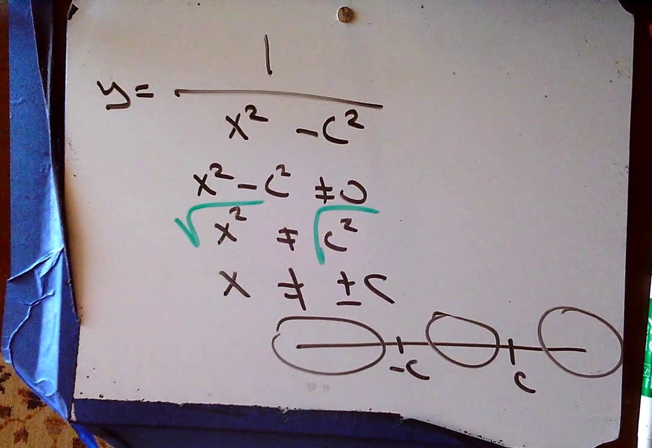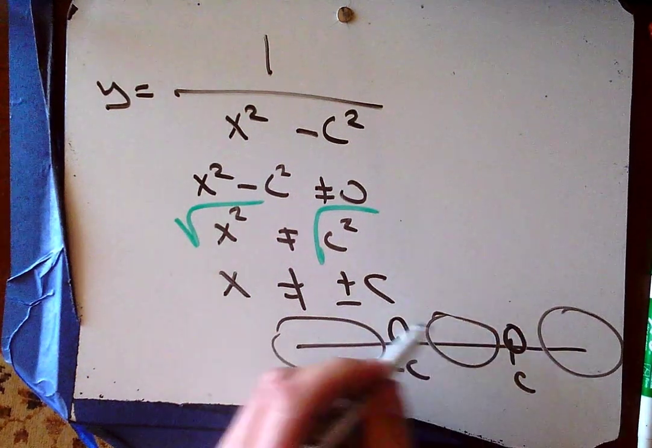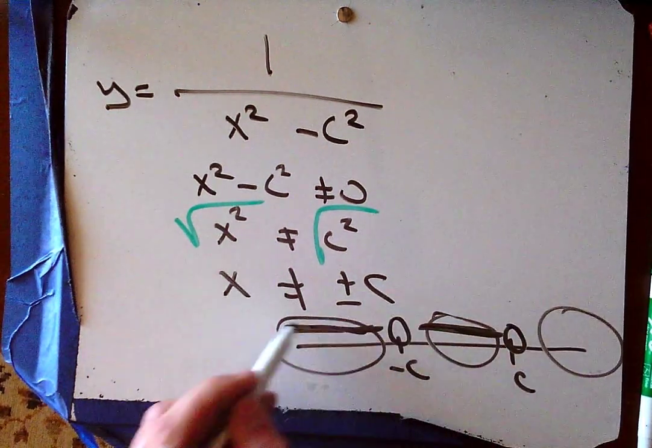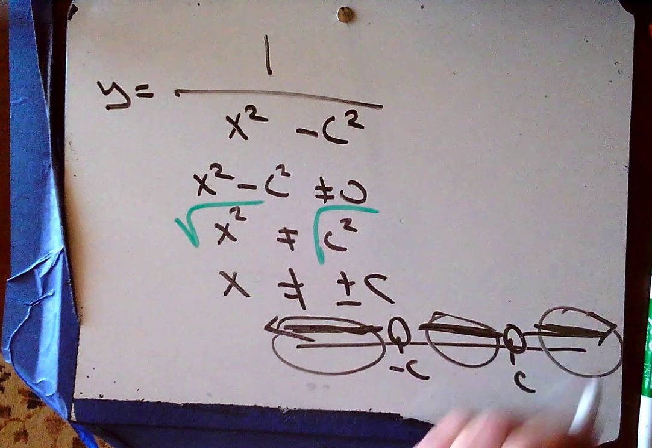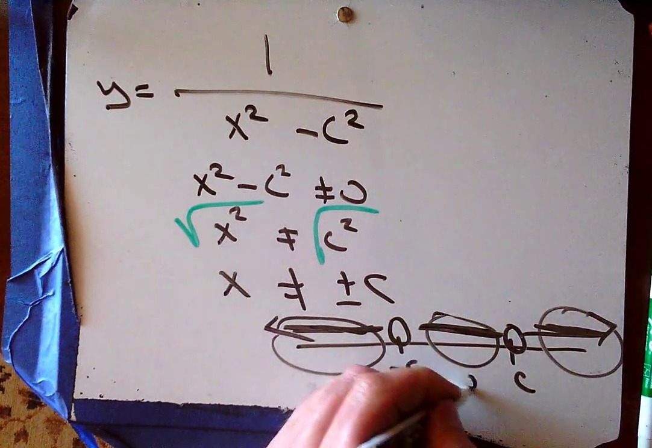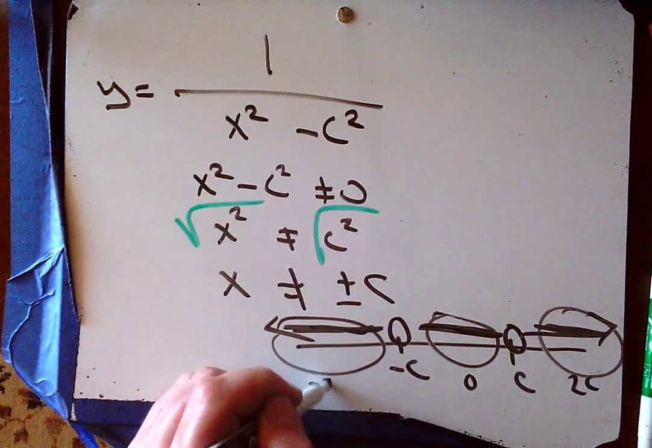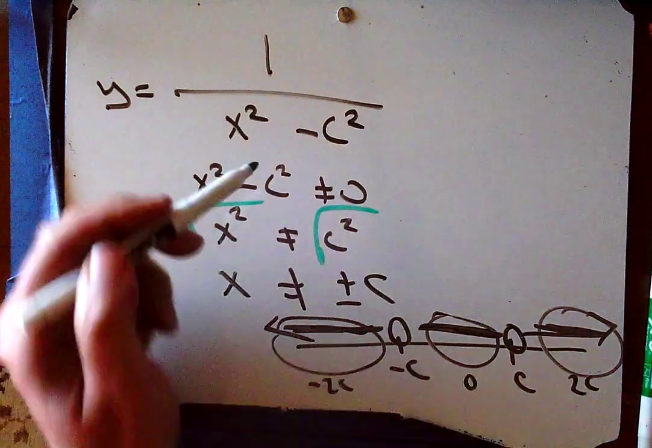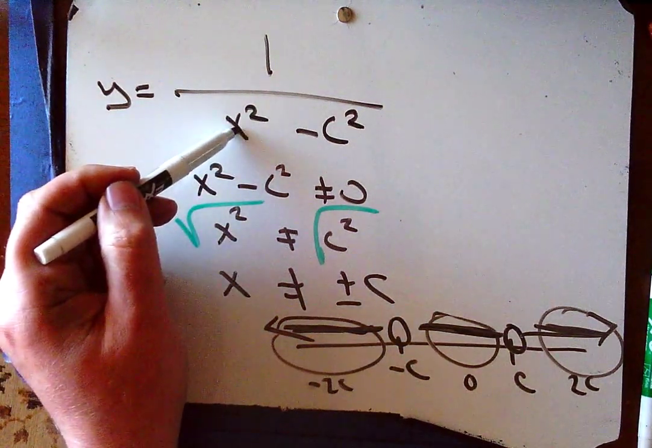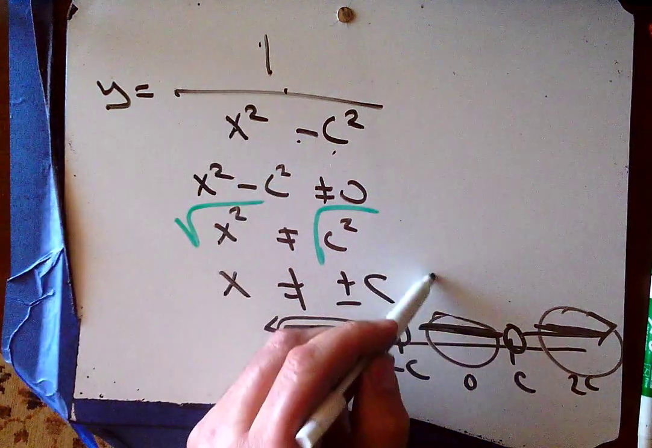Okay, so what can I do? Well, I could say x can't be these numbers, but it can be all the others. See, I don't really have to test the intervals here. But if I wanted to test the intervals, I might try using 0, I might try using 2c, and negative 2c. If I plug a 0 in for x, I get 1 over negative c squared. That's not imaginary, that's a yes.